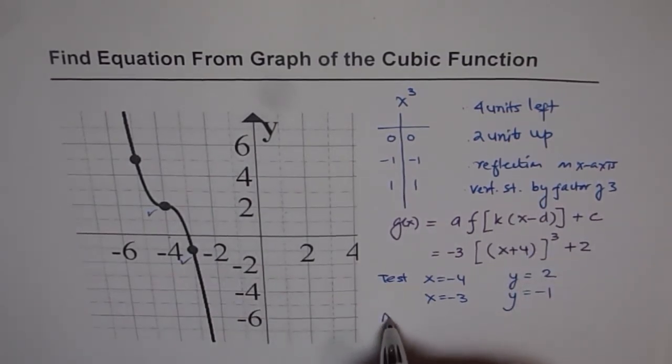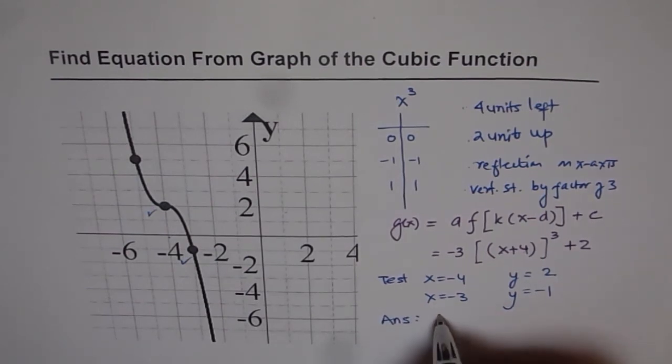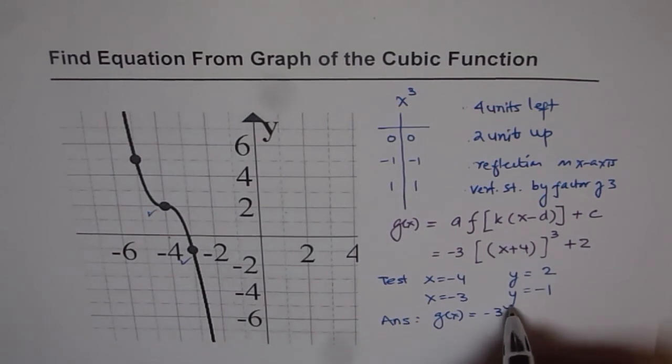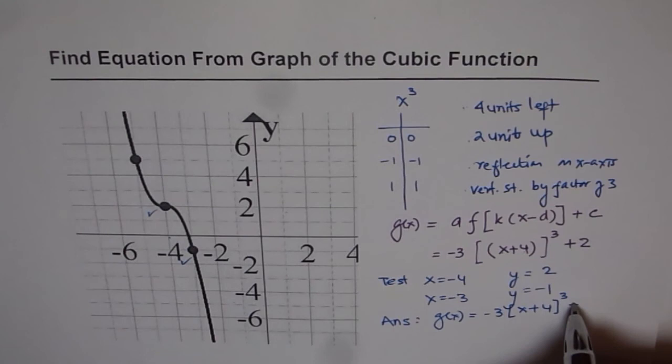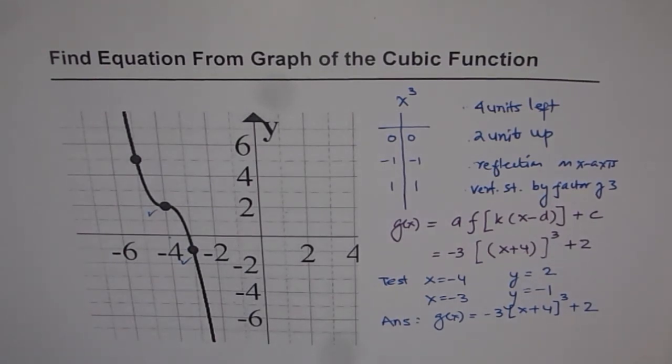So we can write down our answer as the transform function g of x is equal to minus 3 times x plus 4 whole cube plus 2, right? So that is how we can get the equation from the graph.